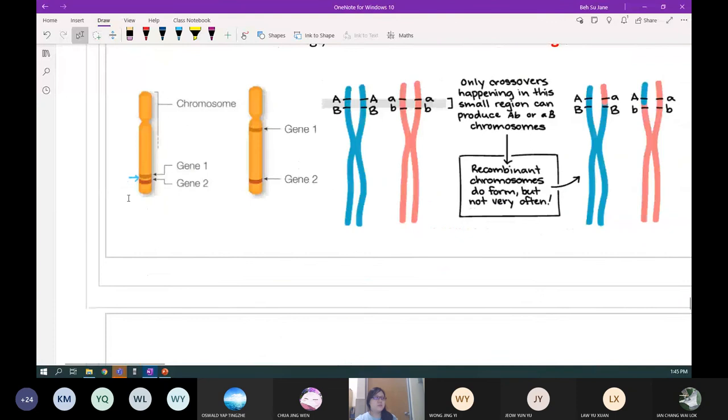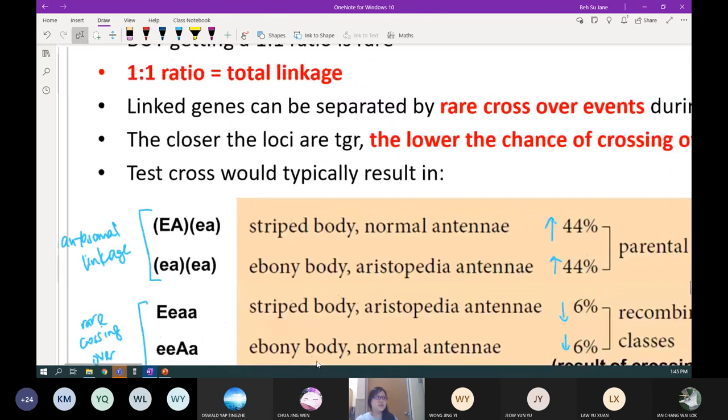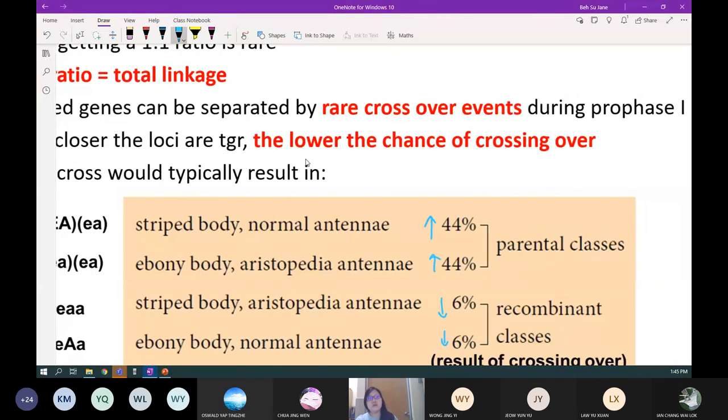Okay, but if they are very, very far apart, crossing over can happen here or here or here or here or here or here. You know, an infinite number of possibilities here. There's a very large space for crossing over to occur, which will cause the alleles to be swapped between non-sister chromatids. So the idea, scroll back up, is the closer the loci are, the closer the position of the genes are together, the lower the chance of crossing over.